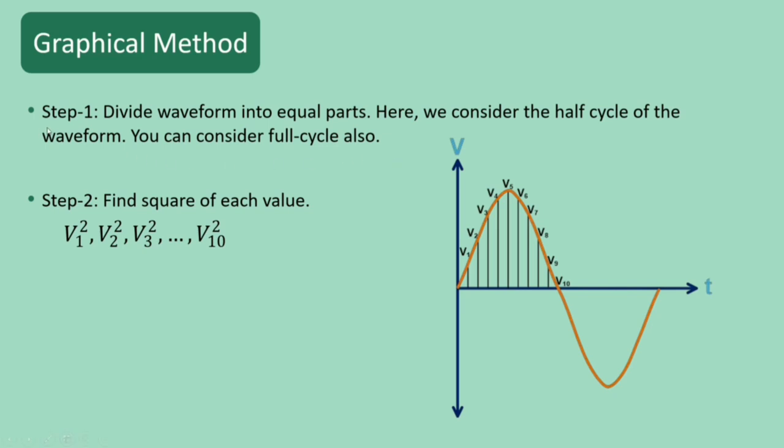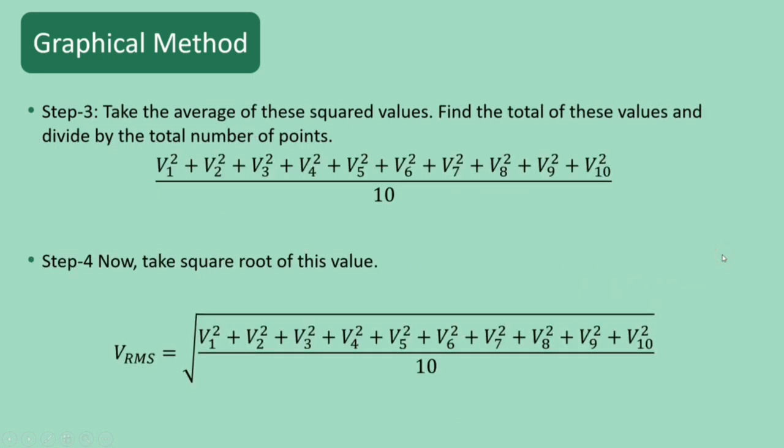In the graphical method, there are four main steps. First, divide the waveform into equal intervals. In this picture, we just divide a half cycle, but you can do the full cycle if you want to. Second, square the values of the voltage at each sample point. Third, compute the average of these squared values. It means divide the total of these values by the total number of points. And fourth, take the square root of this average to find the RMS value.